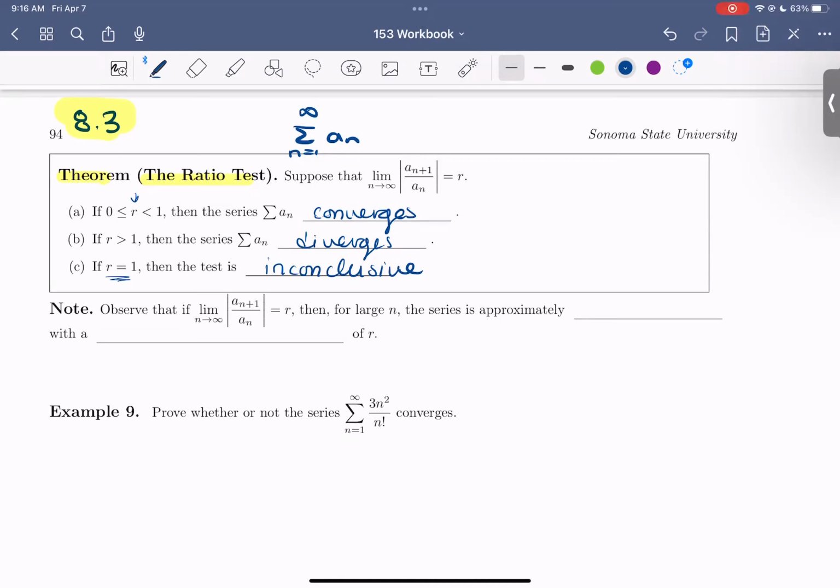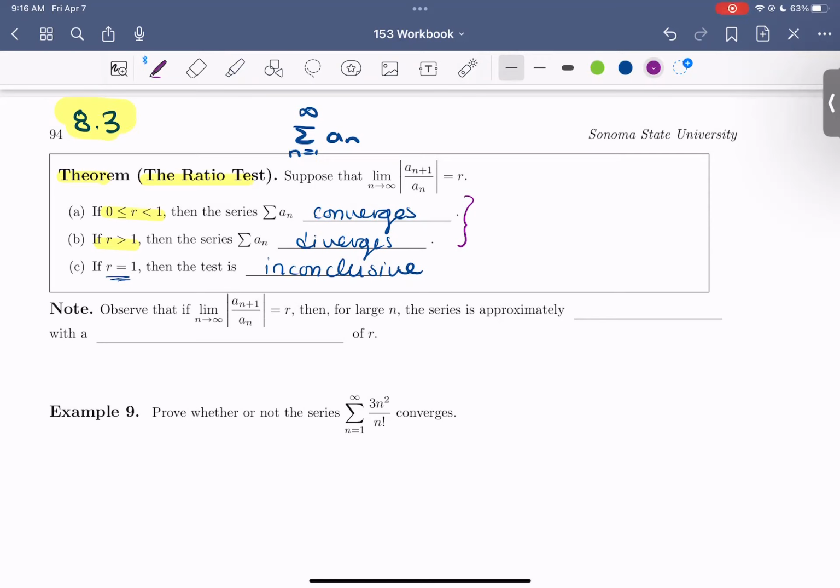So I just want to talk about why this theorem should make sense. Let's notice that when we're computing this value here, a_(n+1) over a_n, we're computing the ratio of consecutive terms. And notice in our categories, we have two distinct categories: when r is between 0 and 1 and when r is greater than 1. So where have we seen a series that breaks up into convergence or divergence based on whether a value r is less than 1 or bigger than 1? Well, we've seen that in the geometric series.